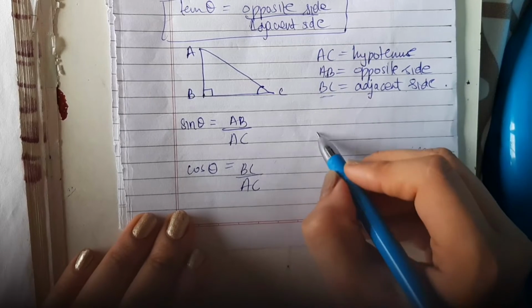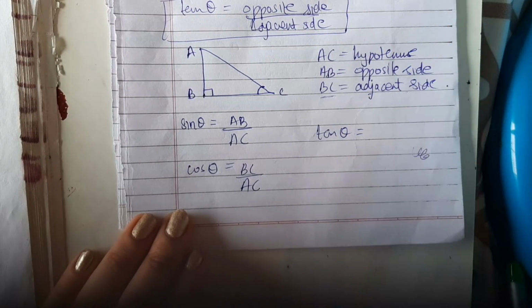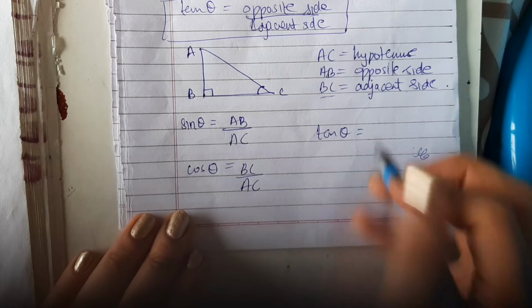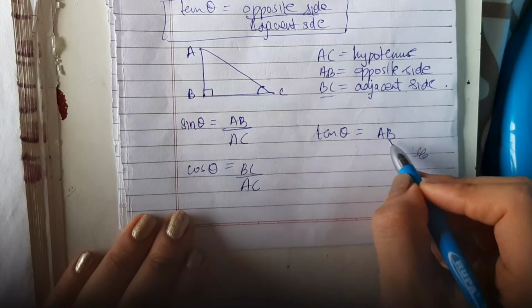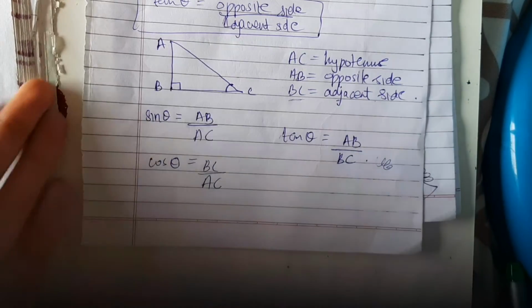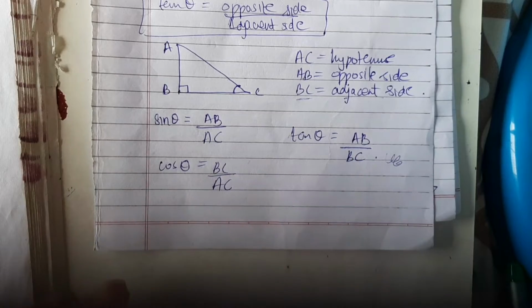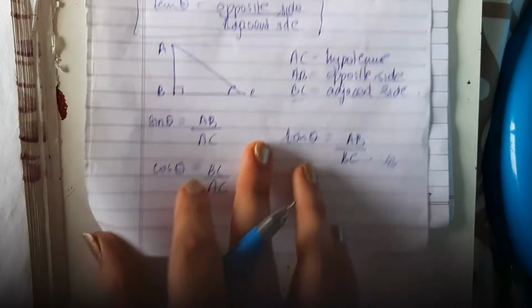Okay. Now tan theta. Tan theta is what? Opposite upon the adjacent side. So what is opposite? Opposite is AB. And what is adjacent? It is BC. So for this triangle, we have sin theta, cos theta, and tan theta. Okay. Now let's go to the next concept.